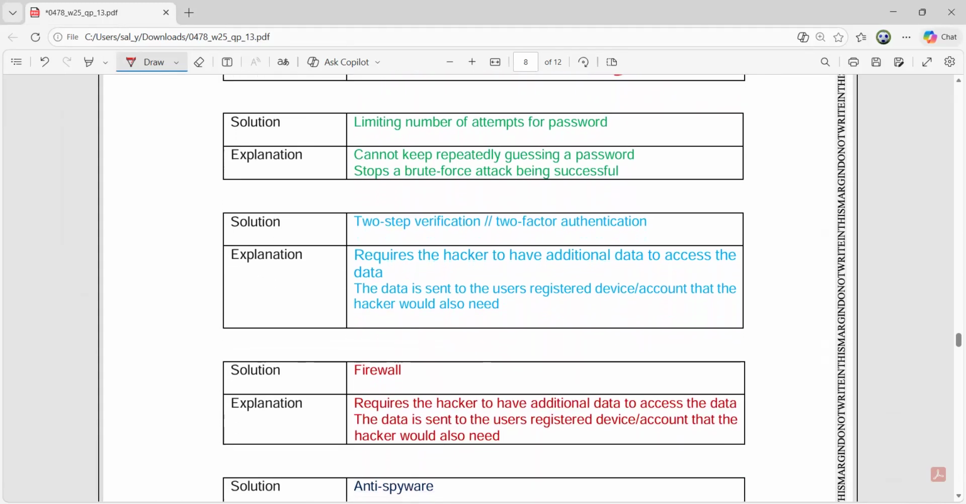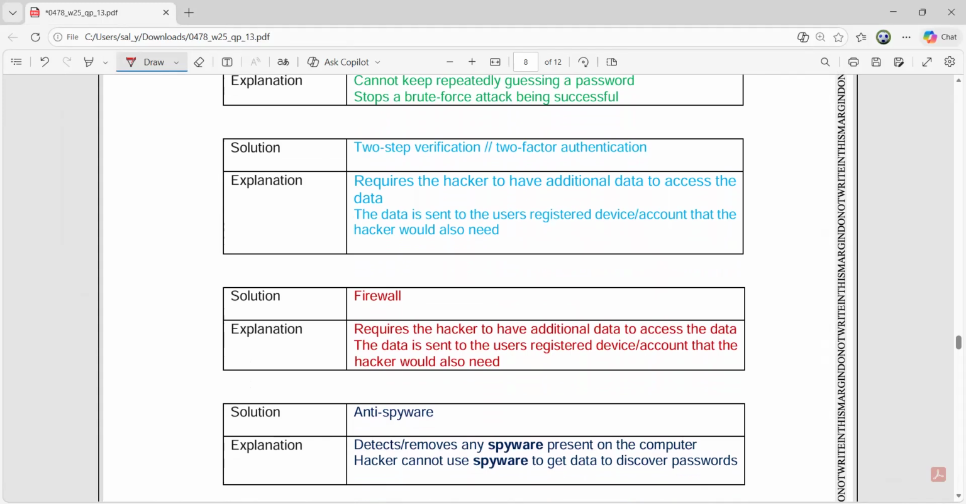Another viable option is a firewall. And how is a firewall going to provide the solution? It requires the hacker to have additional data to access the data. Data is sent to the user's registered device or account that our hacker would also need. See, this is how the hacker will not be able to get access to your data, because you have put all your data behind a firewall.